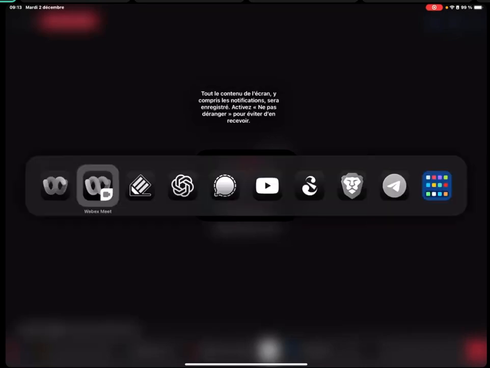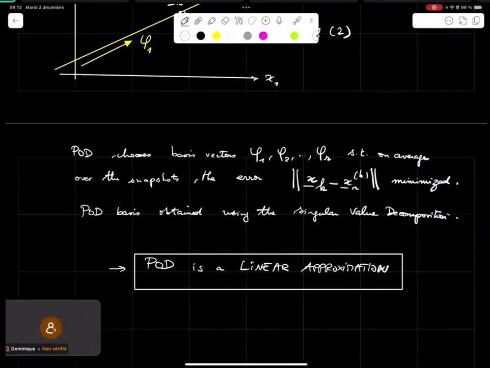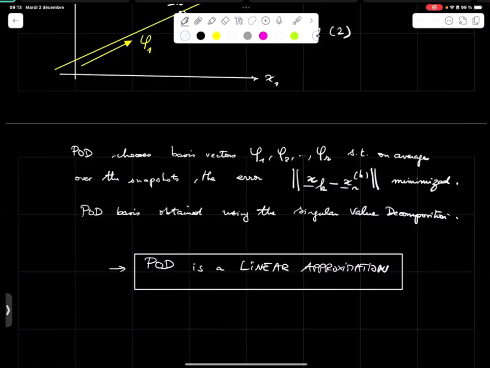Do I expect it to work? Yeah, now it's working. Okay. All right.